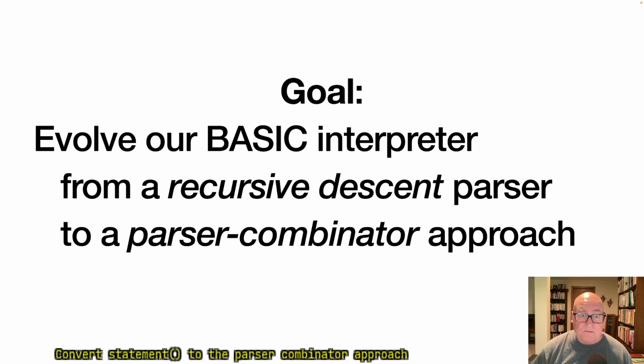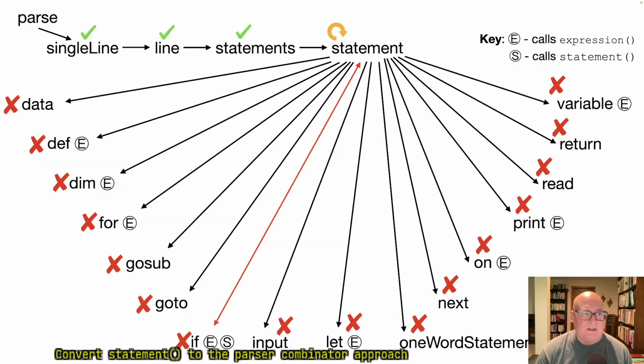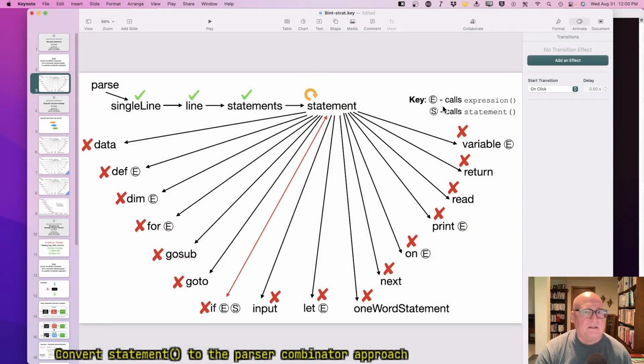We left off looking at the statement. So we did single line statements, which is one or more statements, and we just started to do this big statement one, which is data or def or dim, etc. And just a straightforward A or B or C messed up. So we've got some work to do there. All right, let's see.